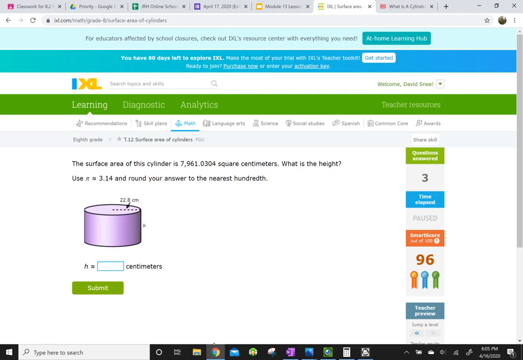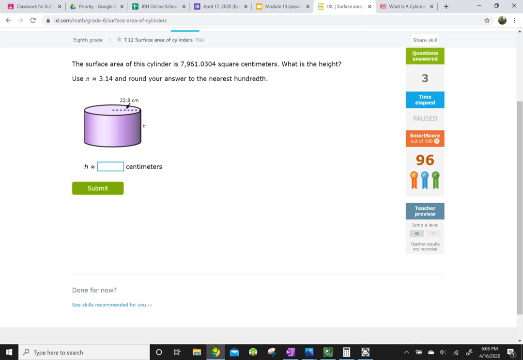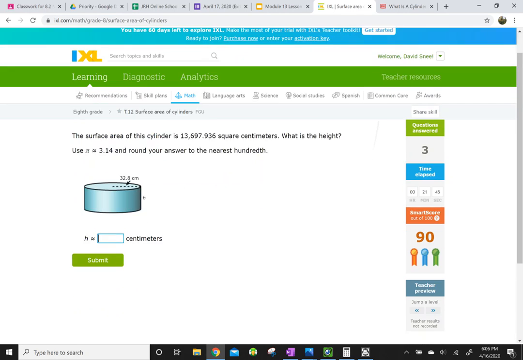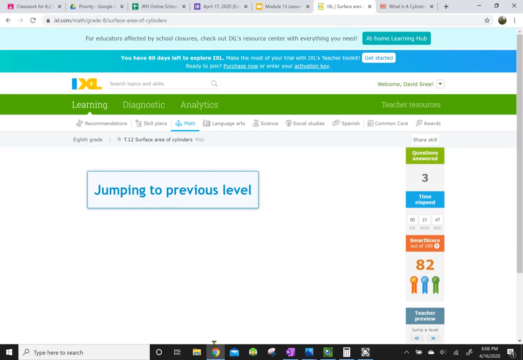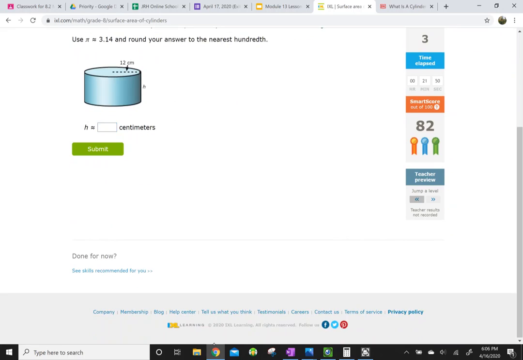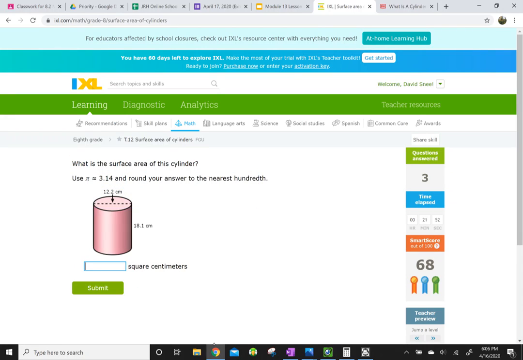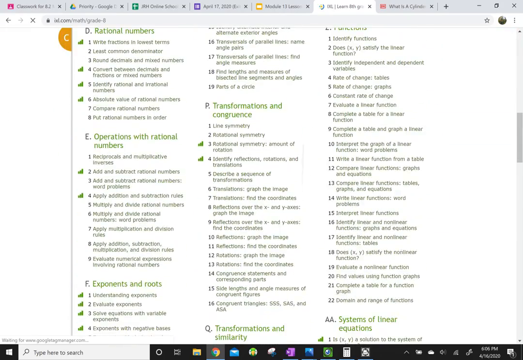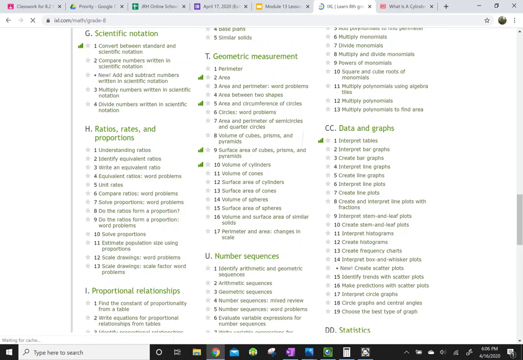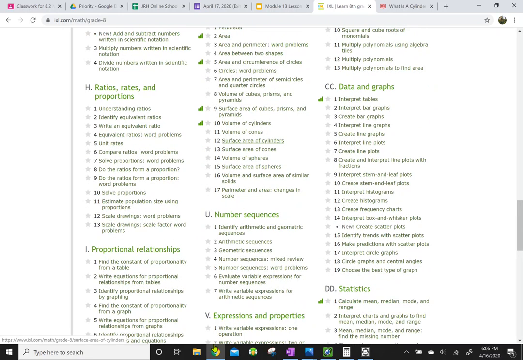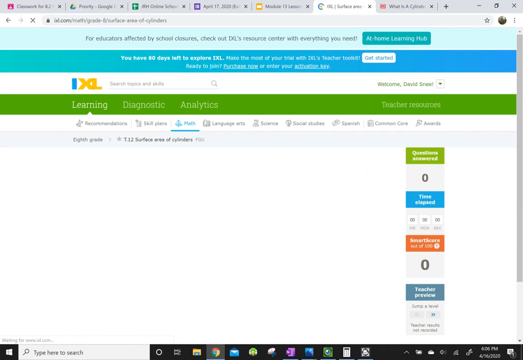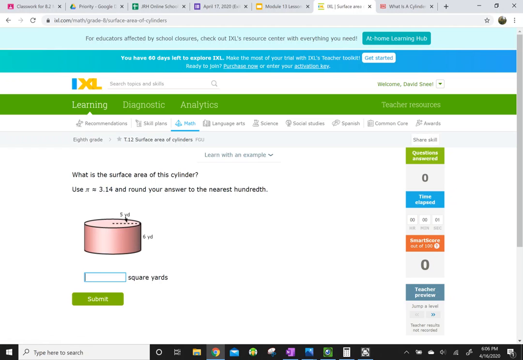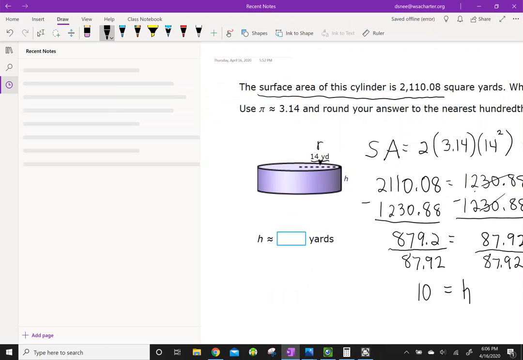I'm going to go back a little bit. We're not going to start there. Actually, I'm just going to do this. I'm going to go to T12, surface area of cylinders. And boys and girls, all of these things are here for you to practice. If you feel like you need some practice with one of these skills, just jump in here. They're kind of fun. So we're going to find the surface area of this cylinder.